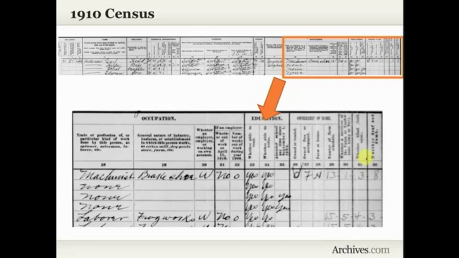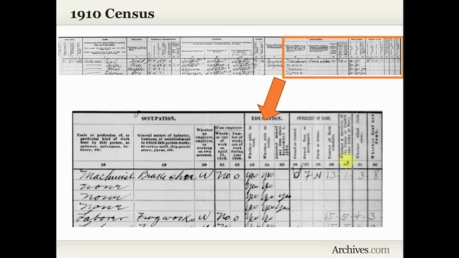Now, the last three columns can be a little confusing because what you will often see is what we have here, where it looks like they're recording information, but it's really just coding that the Census Bureau added later as they were compiling their statistics. So take a look at the handwriting. As we can see, this is a lot lighter than the rest of the handwriting.